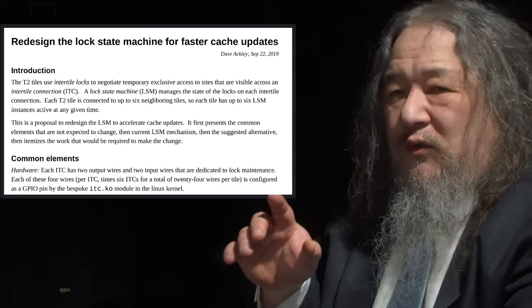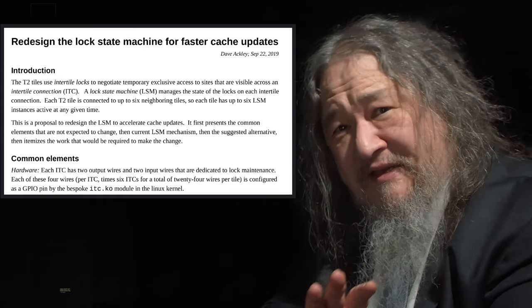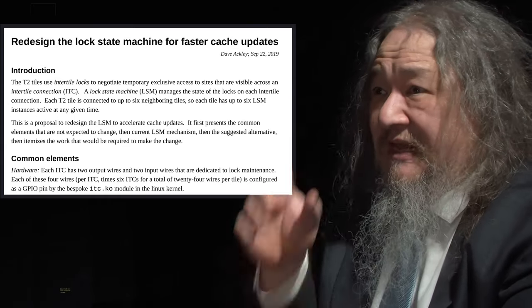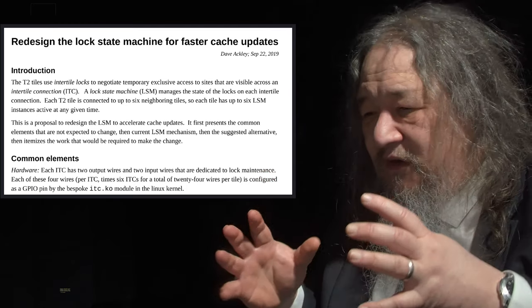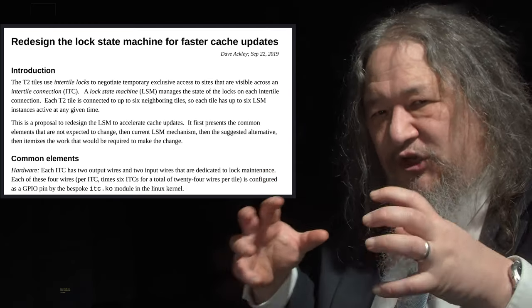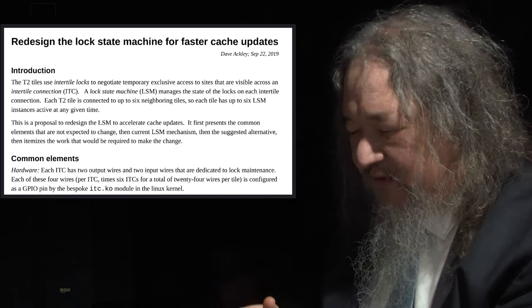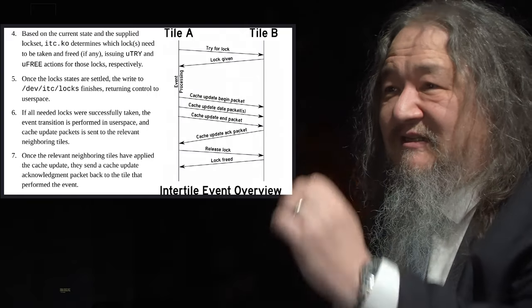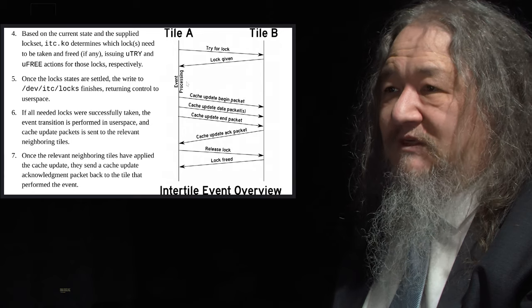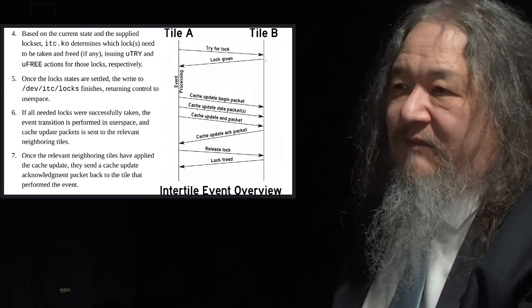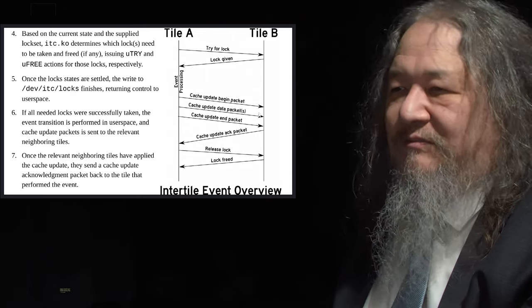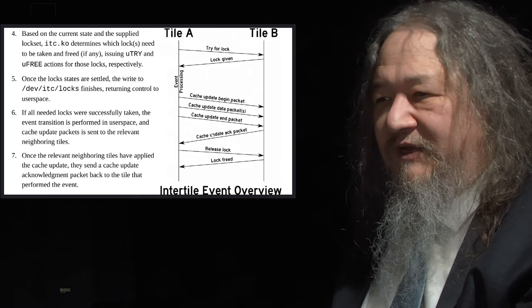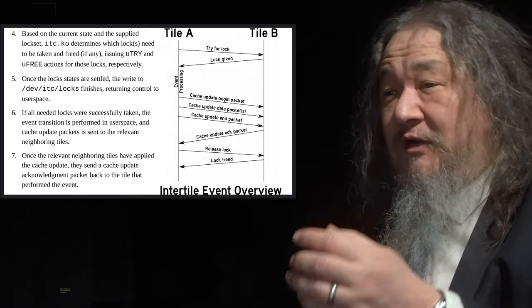This goes all the way back, for folks that haven't been here quite as long as other folks, to 2019 at least, as far as the software that's controlling the T2 tiles to do events back and forth. And this is the simple view that it's got. One tile says, I'd like to do an event. Can you give me a lock? Other tile says, yes. Then it says, okay, I'm about to give you the cache update. Here's the cache update. Here's the cache end. Here comes the saying, hey, I got your cache update, and so forth.